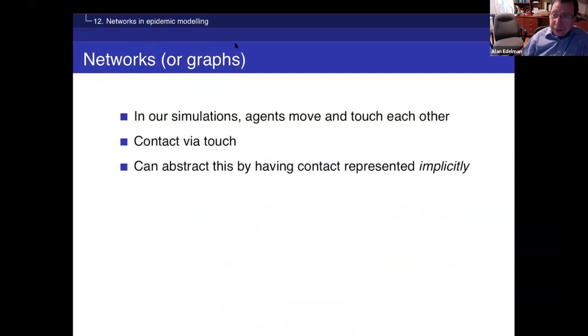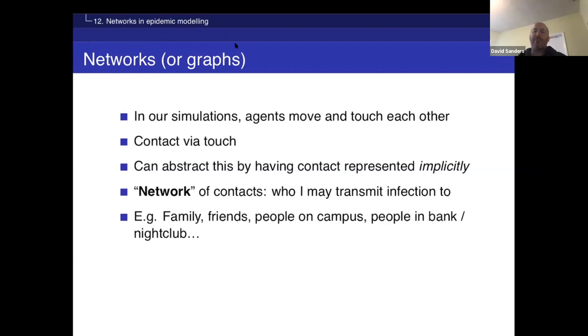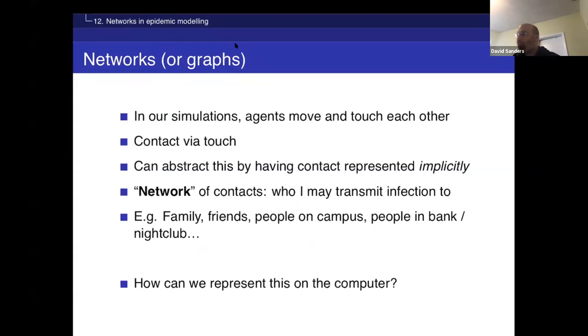Okay. So basically we're representing these contacts implicitly, as I said, just by a link. A link means I have a probability to infect that person, and then there's probably some weight, some strength on this link, some number that tells me how likely, or at what rate, I am infecting people. So, as I said, how do we represent this on the computer?